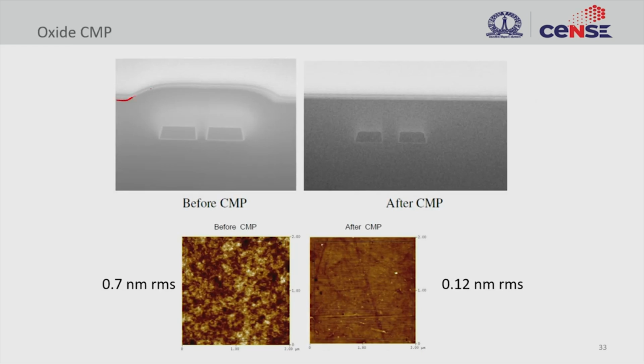So before CMP, this is as deposited. You can see here the topography. When you deposit, this is a conformal deposition, but then post CMP, it's rather a flat line, right? This is what you want, and it is not just flat, the surface roughness is also pretty good. So as deposited films might have a starting roughness of 0.7 nanometer RMS, but after polishing, this is 0.12 nanometer RMS. This is atomically smooth. So it is not just getting a flat wafer, it is also about creating smooth surfaces as well.